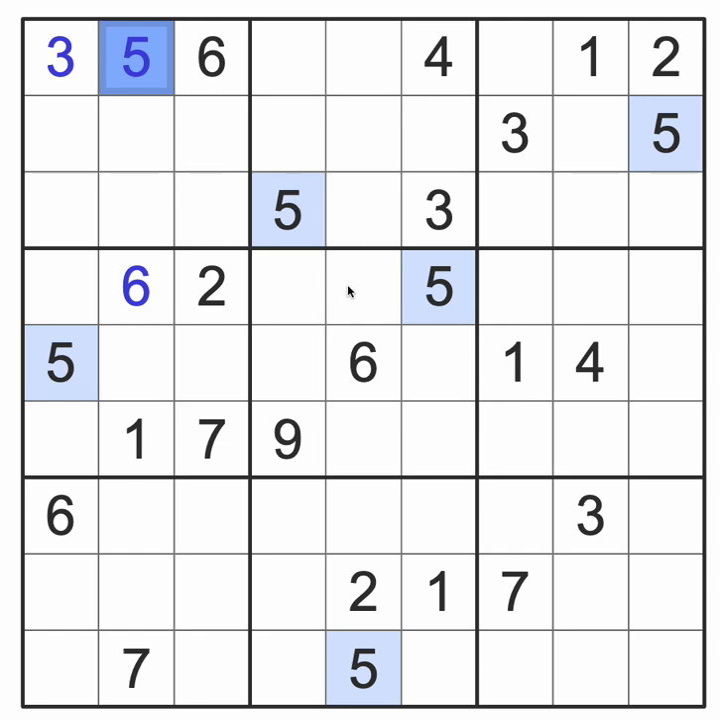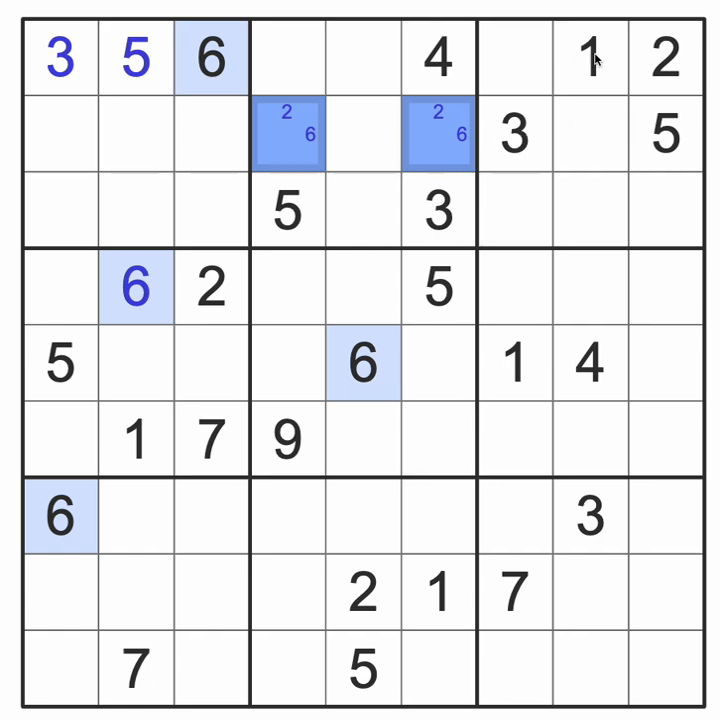I see there's a 2, 6 double in box 2 because row 1 has 2 and 6 here and here, and column 5 also has 2 and 6 here and here. That means I cannot place 2 and 6 in these cells. That gives me a 2, 6 double here, and that gives me 1, 7, 8, 9.